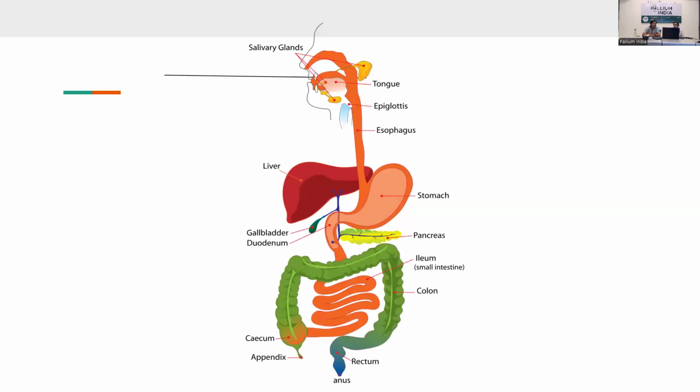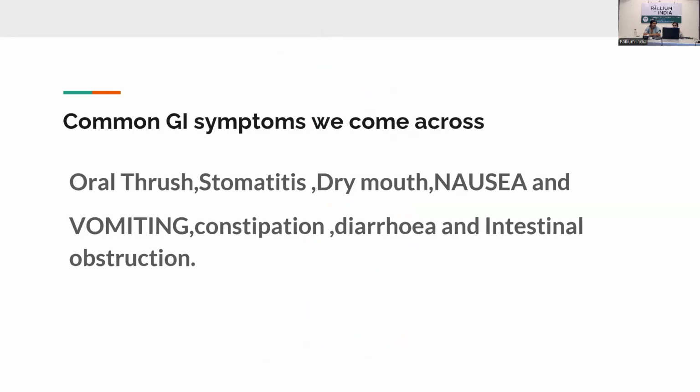So this is our digestive system, and it starts with the mouth and ends with the anus. In palliative care, we come across a lot of gastrointestinal symptoms. The most common GI symptoms we come across here are oral thrush, stomatitis, dry mouth, nausea, vomiting, constipation, diarrhea, and intestinal obstruction. So today we'll be learning in detail about nausea and vomiting because it is very common.